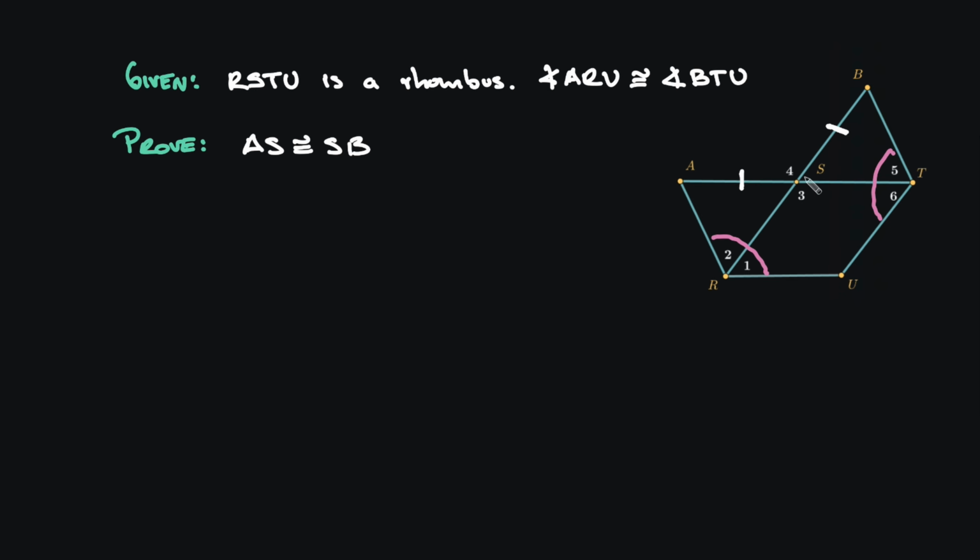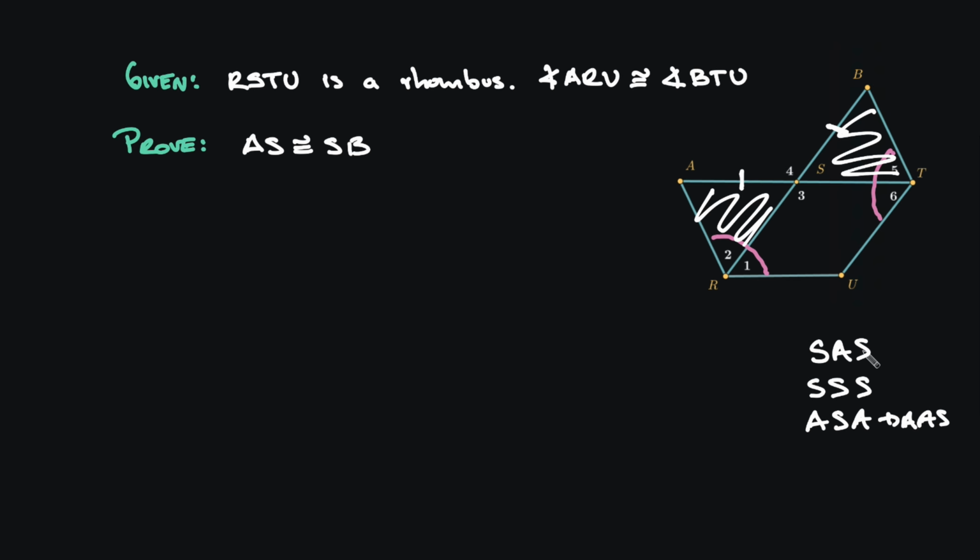So in this case, we should first prove that triangle STB is congruent with triangle ASR. If we know that these two triangles are congruent, then by CPCTC, we can guarantee that these two sides are equal. But to prove that these two triangles are congruent, we need side-angle-side, or side-side-side, or angle-side-angle, or if you want, since it's the same, angle-angle-side. If we reach any of these three conditions, then we know that they are congruent.